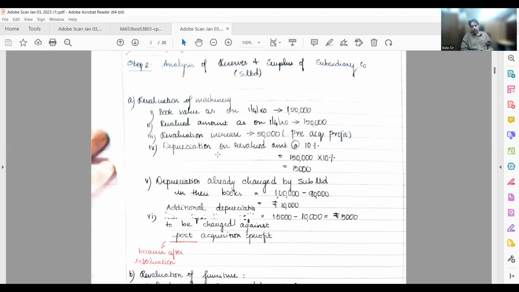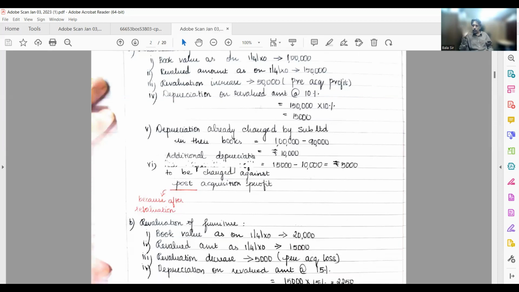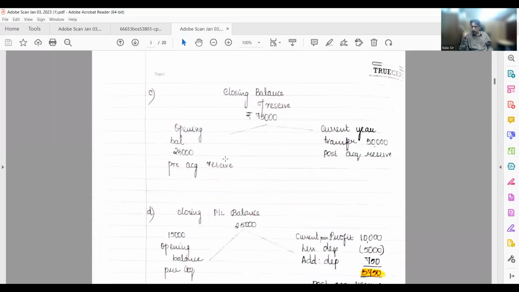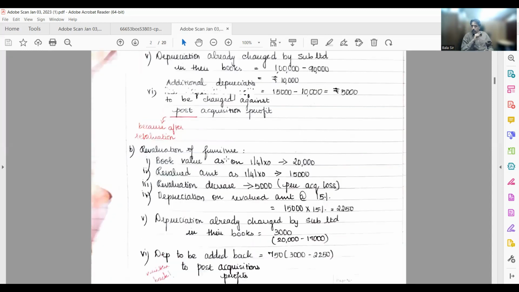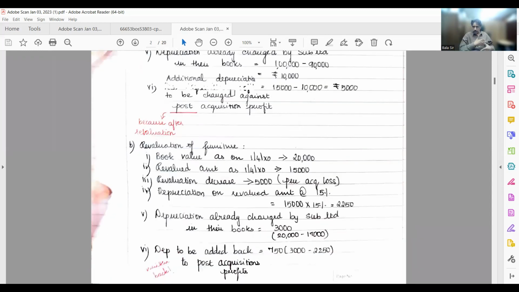Point number 6. Additional depreciation to be charged against post-acquisition profit. 15,000 minus 10,000, rupees 5,000. You have to reduce 5,000 from the profits made by the subsidiary company in the post-acquisition period, right? Which is the current year. All the 12 months in the current year, right?